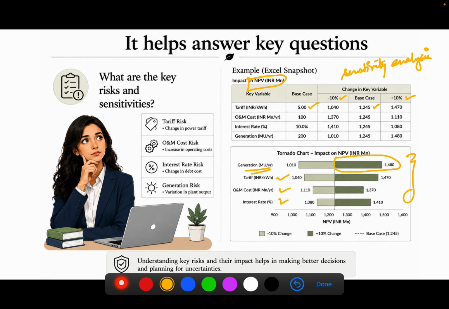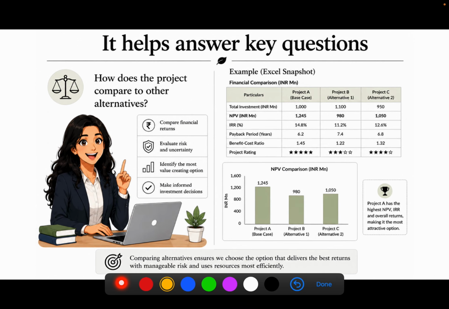wrong. Now, let's say the company has three projects that all look potentially attractive. How do we decide which one to choose? And we are back to the original question. The financial model allows us to put projects side by side. We can compare how much each project requires us to invest. We can compare the NPV. We can compare the IRRs. We can also look at how quickly we recover our investment. And we can also look at other measures such as benefit cost ratio.